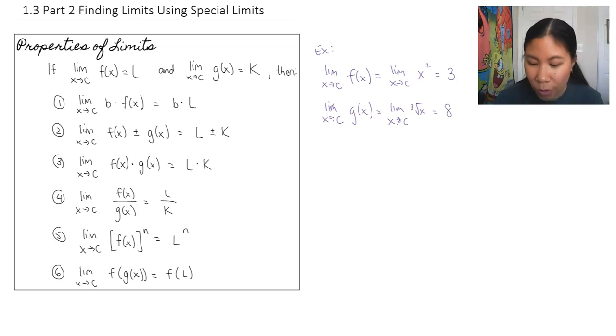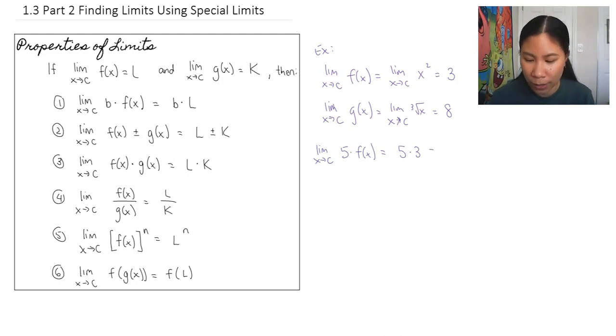Okay, so knowing these two limits, if we were trying to find, say, the limit as x approaches c of 5 times f of x, then we already know the limit for f of x is 3. So really all I have to do is take the 5, the constant that was being multiplied, and multiply it by my limit, which is 15.